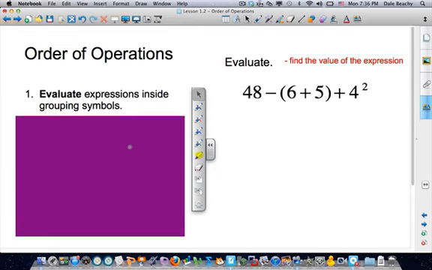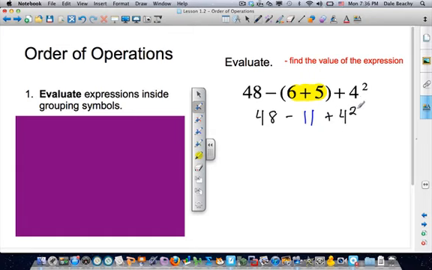The first step in following the order of operations is to evaluate any expressions inside grouping symbols. So we can see that we have 6 plus 5 inside a set of parentheses. So our first step will be to add 6 and 5. That gives you a sum of 11. You bring down the rest of the expression around the value that you just determined.